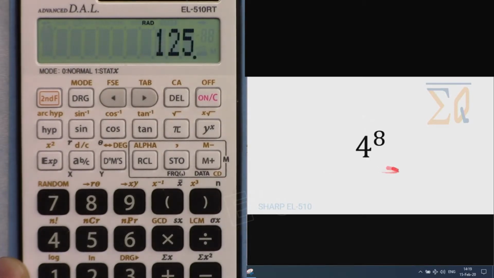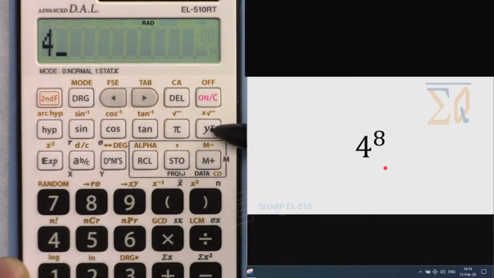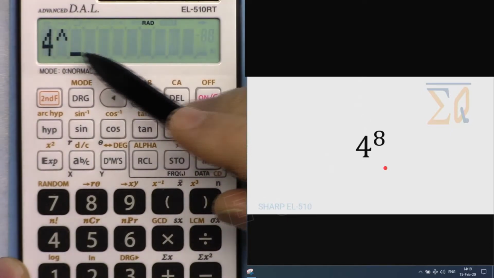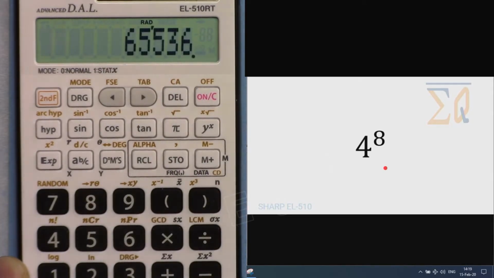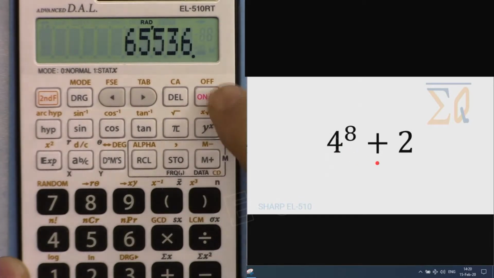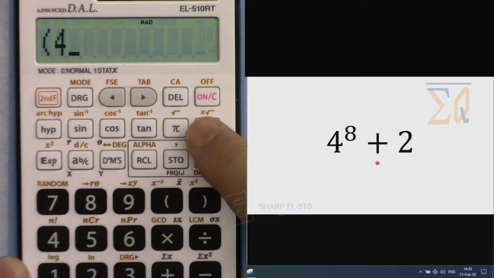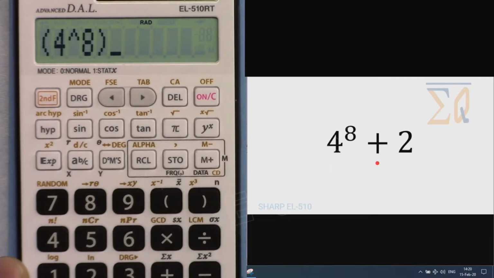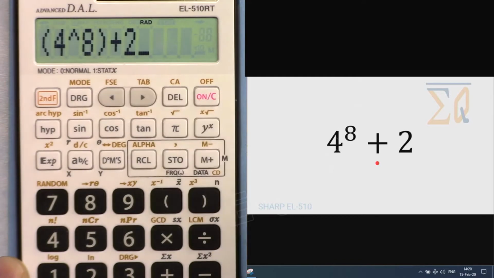And other than that, let's say you want to do 4 to the power 8, so 4, and then this is x to the y, you just press it, and that is to the power, and then enter 8. But if you want to do 4 to the power 8 plus 2, then you have to do it differently, meaning you have to do open parenthesis 4 to the power 8 and then close it, plus 2, otherwise the to the power 2 will be part of that.